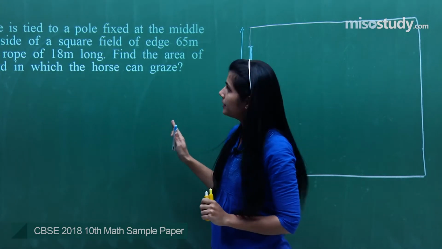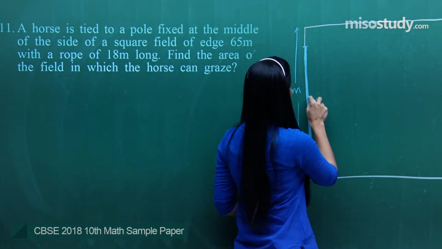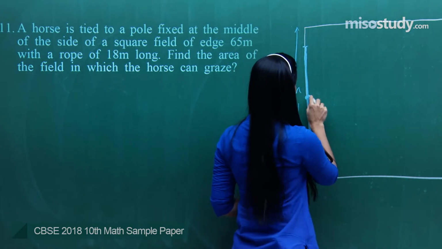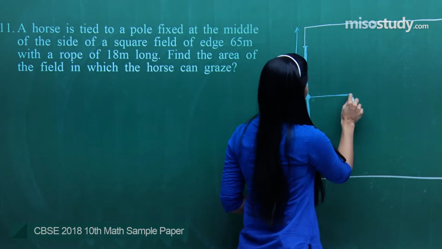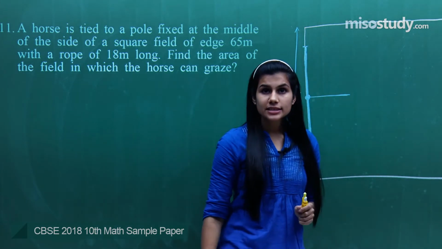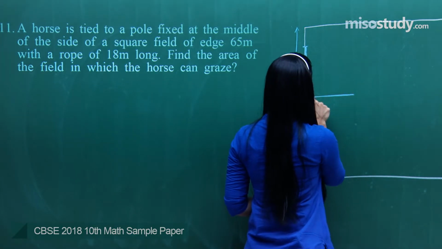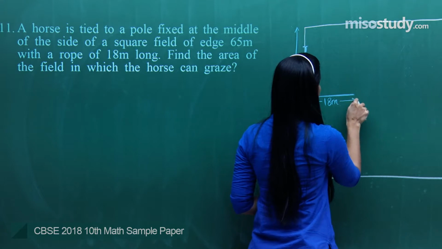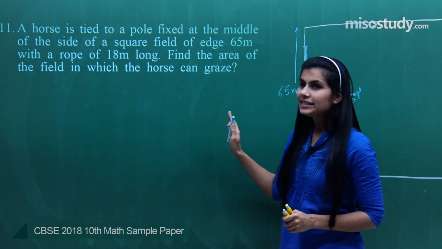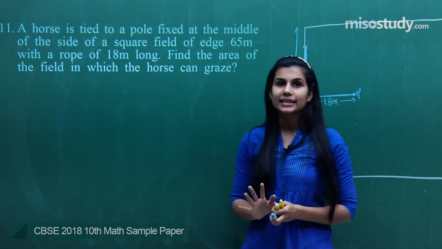Now, what is going to happen? This horse is tied to the pole somewhere here. Okay? It's where it's tied. It's tied with a rope of 18 meters long. Now, what is this rope? This rope is 18 meters long. Here is your horse. Okay? Now, this rope is 18 meters long. Find the area of the field in which the horse can graze.